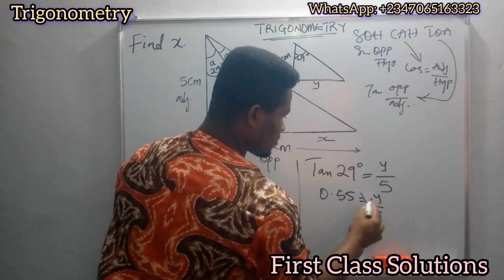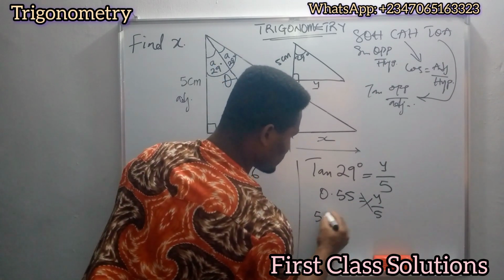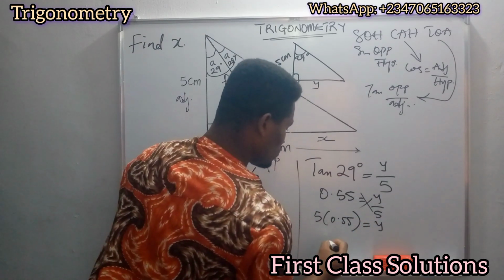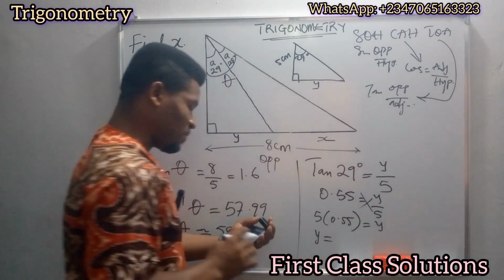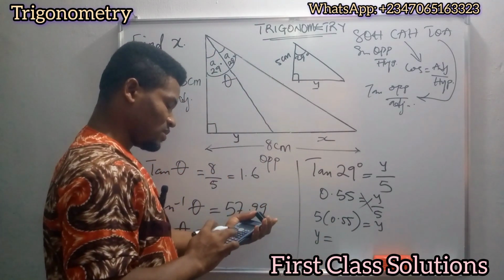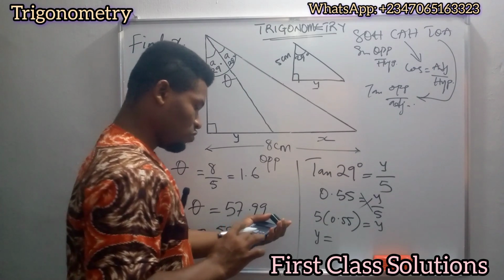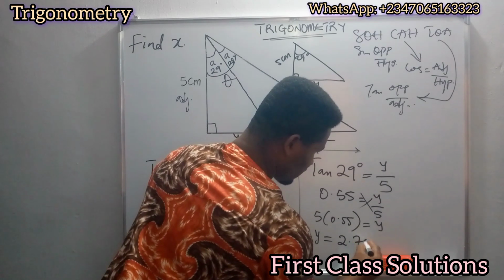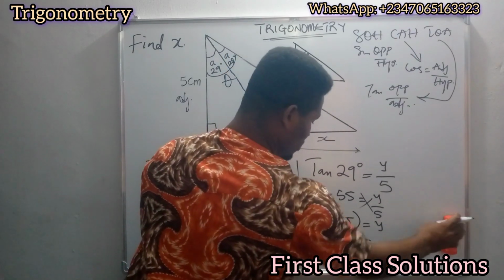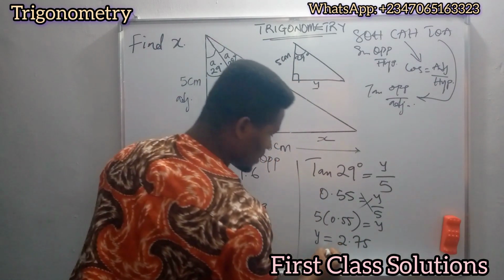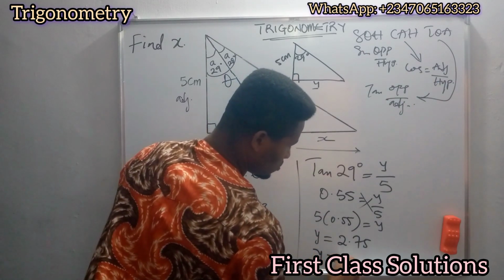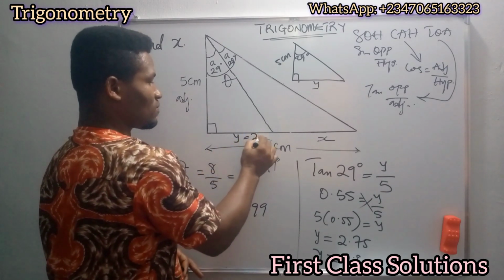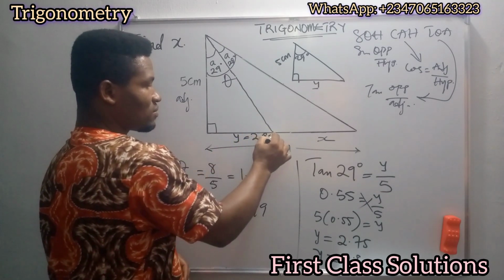If you cross multiply, you have 5 times 0.55 equals y, whereas y will be equal to 0.55 times 5, which will give you 2.75. So approximately 2.75, or let's say y is approximately 2.8. So the value of y here is 2.8 centimeter.